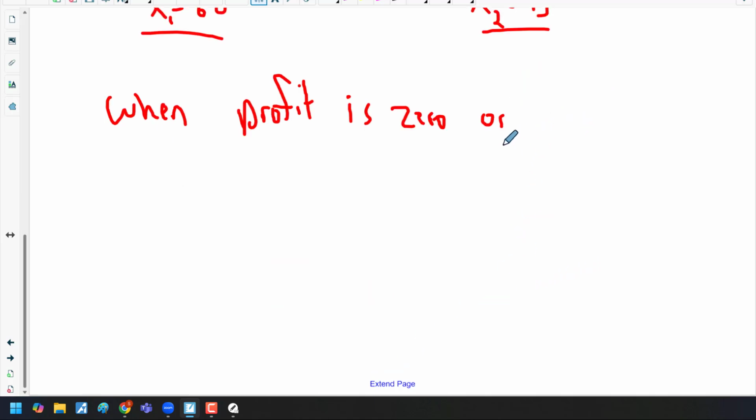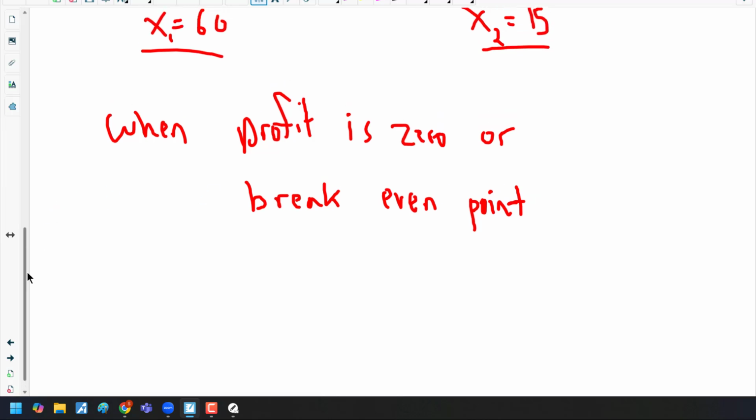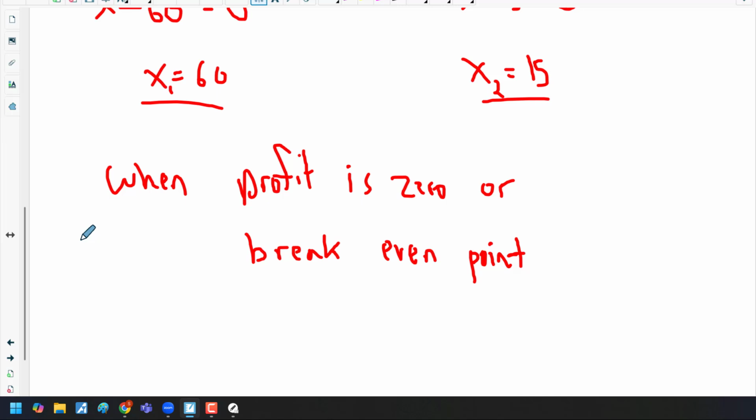So when profit is 0, also known as your break-even point. So in business, this is important because this is the point in which you figure out when you have no loss and no profit. It's your break-even point. You're not making any money, but you're not losing any money. So this is a turning point where if you go a little bit above, now you start making money, or if you go below, then you start losing money. So it shows you if your business is profitable or not.